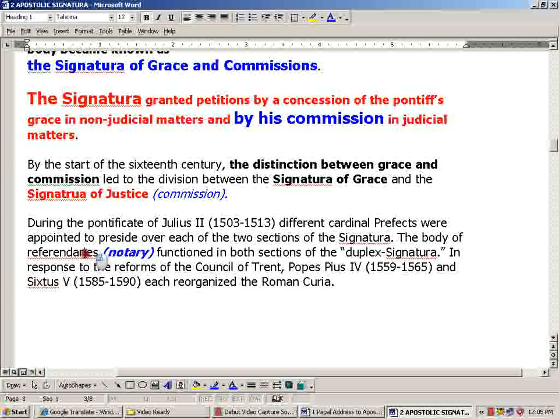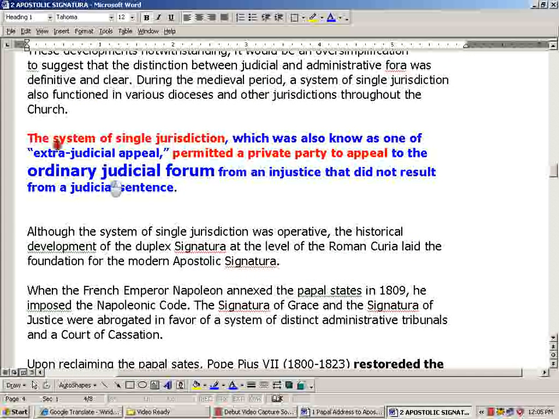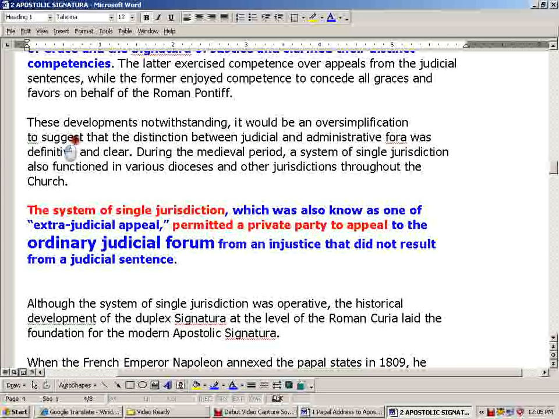The body of referendaries, referendary can mean notary, can also mean referee. I think it's probably more correct to say it's referee. The Tridentine reorganization retained the division of the Signatura of Grace and Signatura Justice and clarified their distinct competences. The system of single jurisdiction, which was also known as one of extrajudicial appeal, permitted a private party to appeal to the ordinary judicial form from an injustice that did not result from a judicial sentence. And you're not getting a judicial sentence when you go to these courts. They're administrative officers. They're not judges.